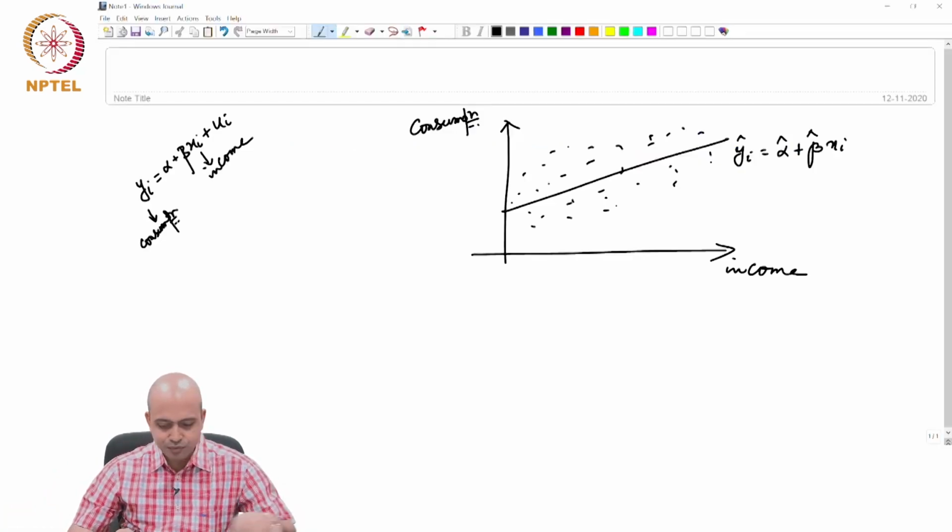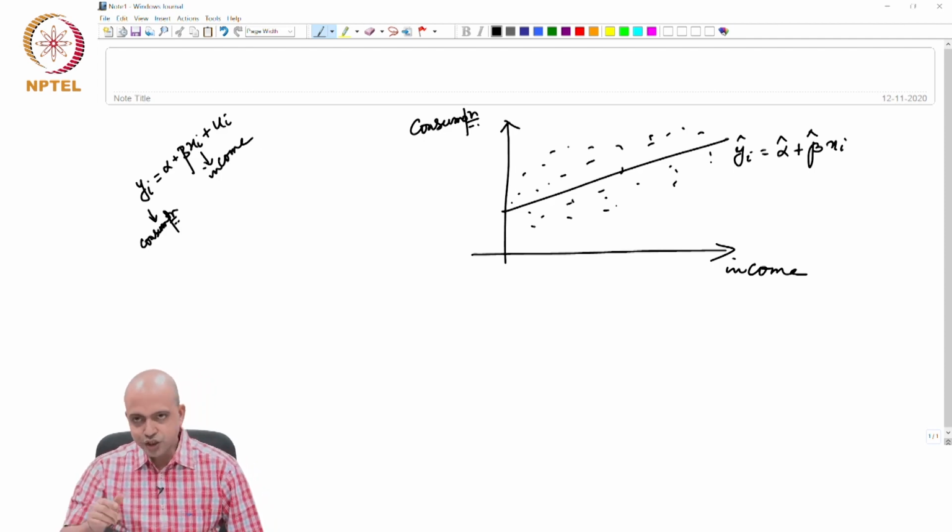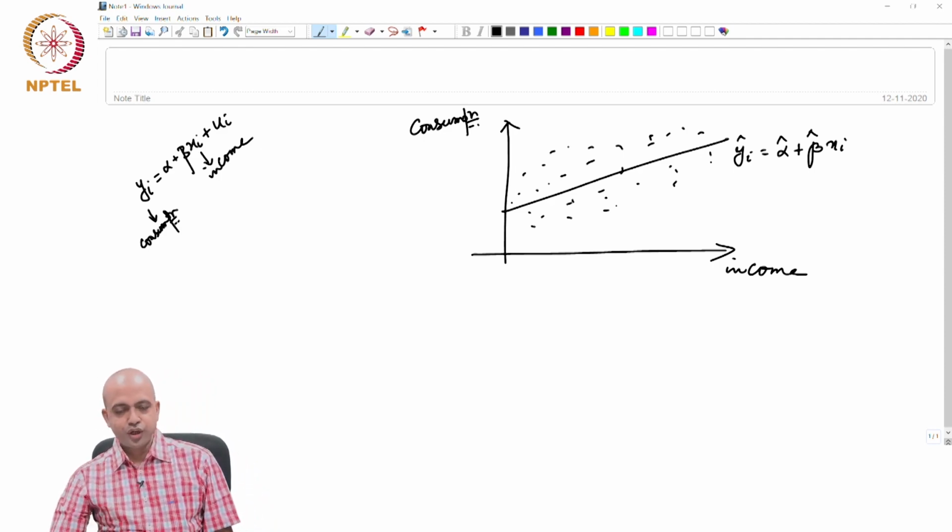So, in this example, the consumption is basically your dependent variable and income is the independent or explanatory variable. So, this R square is going to tell you what is the percentage of total variation in consumption that you are going to explain with income, right. So, that is what we are going to learn in this particular module.